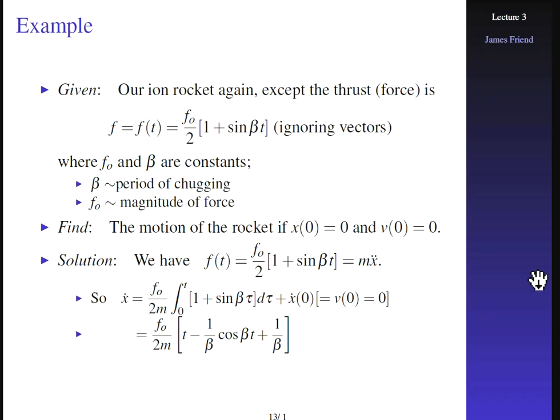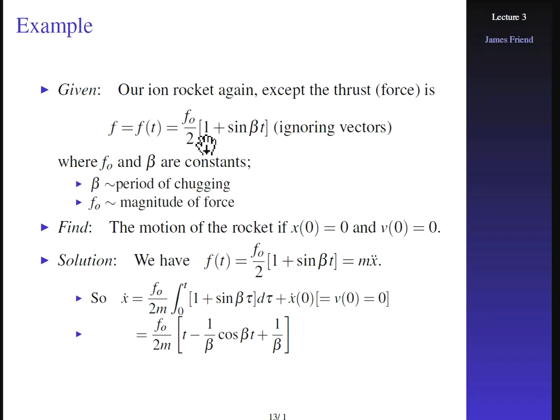We'll take this ion rocket again in particular, where the forces are all along the same direction. And we're going to say that the thrust coming out of the engine, or the force on the rocket, is a function of time. We're writing it out explicitly. It's going to be some constant force divided by 2, for reasons we'll show you a little bit later. But anyway, it's a constant force times 1 plus sine beta t, and this beta is this period of chugging, and I'll show you what I mean by that later on.